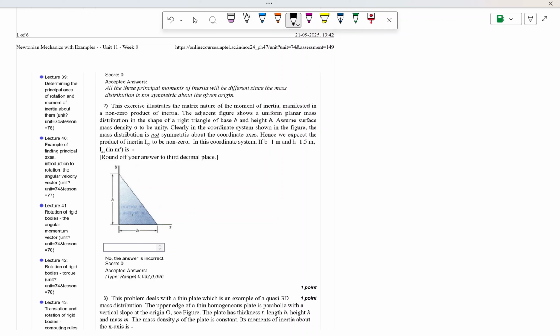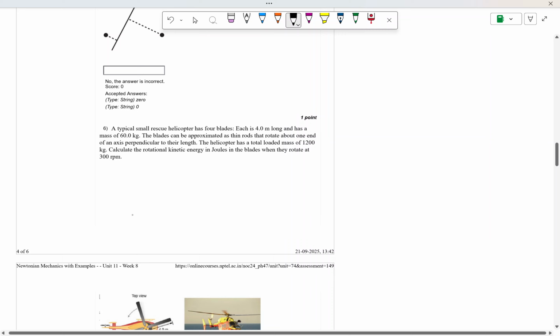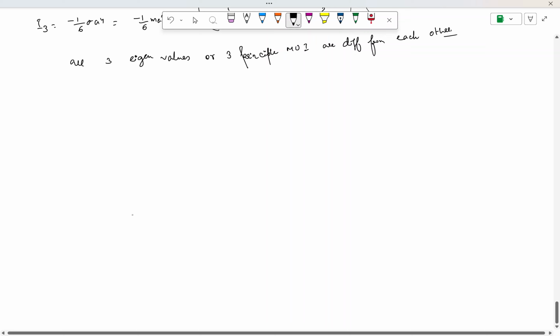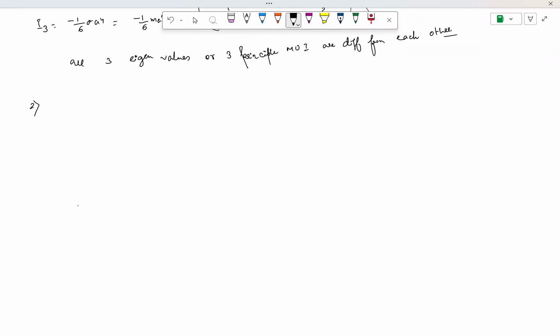In this coordinate system, if b equals 1 meter and h equals 1.5 meter, then what will be the Ixy value in meter to the power of 4? So first of all, you have to draw a diagram and understand what information is already given to us. So, second question.